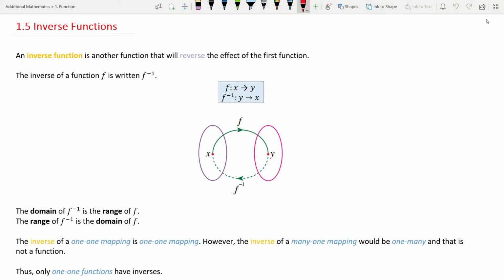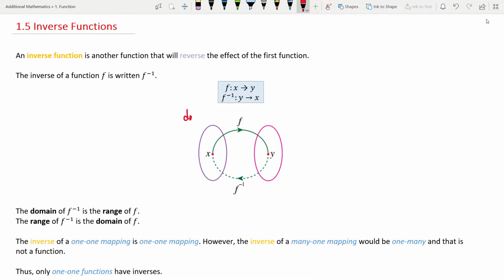An inverse function is another function that will reverse the effect of the first function. The inverse of a function f is written as f negative 1. Function f converts x into y, whereas the inverse function of f converts y back to x. The domain of f inverse is the range of f, and the range of f inverse is the domain of f.